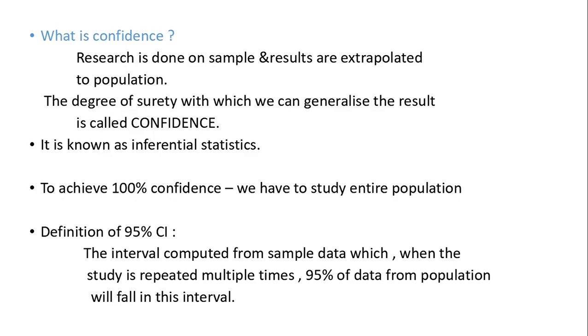So what is confidence? Research is done on a sample and results are extrapolated to the population, and the degree of surety with which we can generalize the result is called confidence, and it is known as inferential statistics. And to achieve 100% confidence, we have to study the entire population. Coming to the definition of 95% CI, the interval computed from sample data which, when the study is repeated multiple times, 95% of data from the population will fall in this interval.